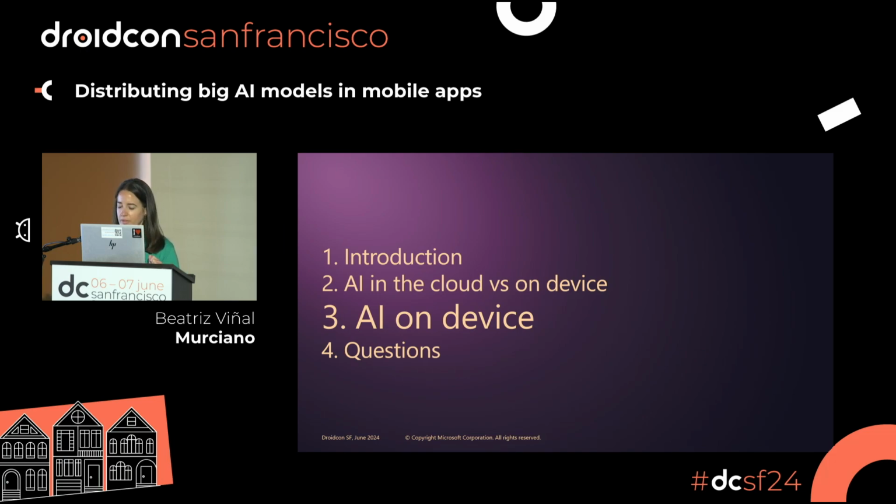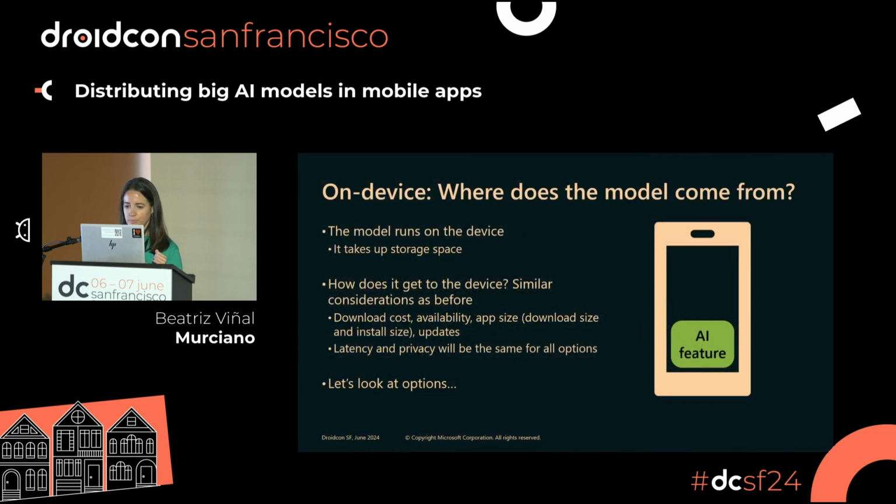So, as I was saying, using the cloud endpoint is straightforward for the app developers because it's just a network request, and the complexity is outside the app. But when the model is on device, the complexity is in the app, and we have to deal with it ourselves. So let's see what we can do.